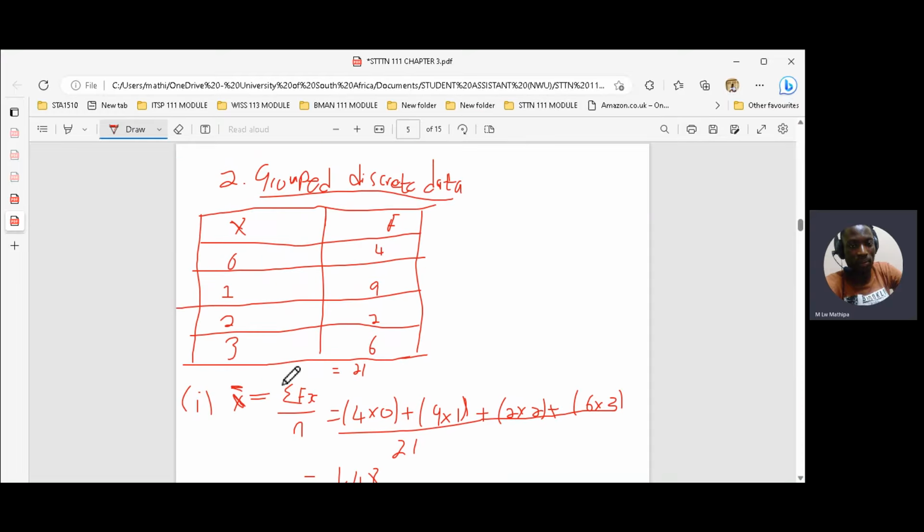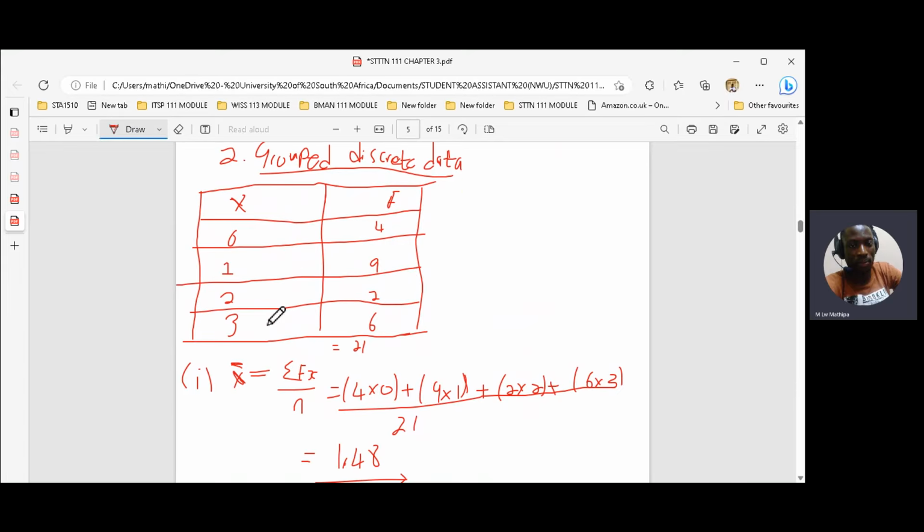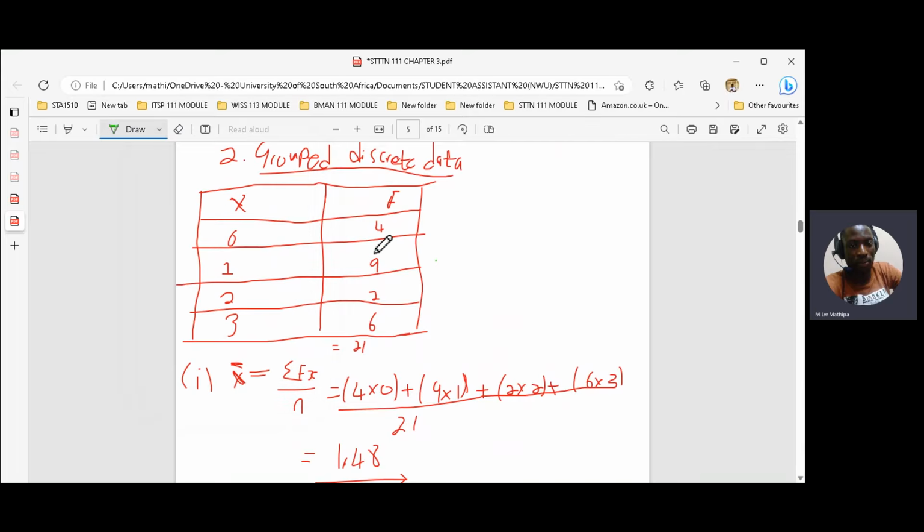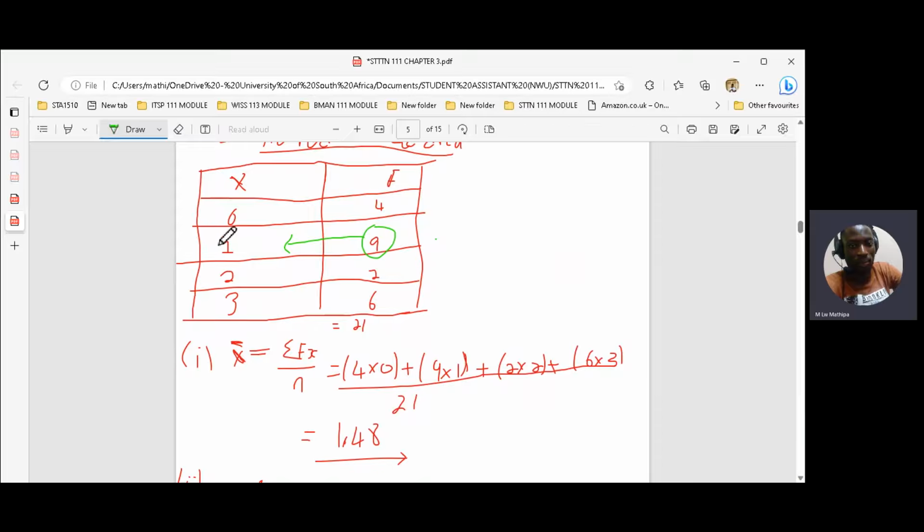But in this case, because we are dealing with grouped discrete data, we're not going to say that. With this one, we look at the highest frequency. If you check here, the highest frequency is 9. So the highest frequency leads you to the answer. Therefore, the mode is equal to 1.